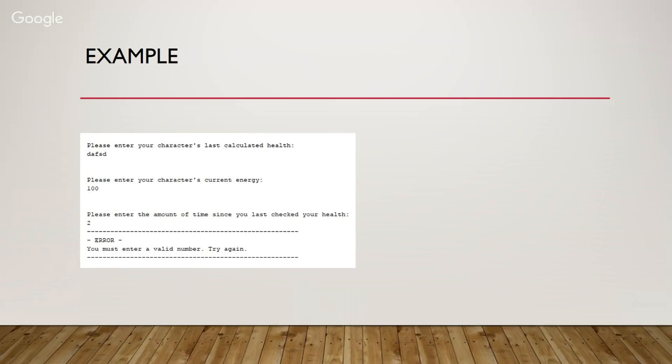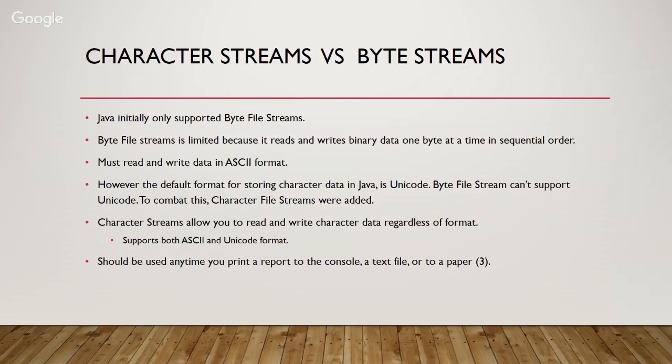So in our example, enter your character's last calculated health. We're going to put in some random letters here, and then we'll keep going on putting in our numbers. And oh, look there, we have an error. You must enter a valid number. Try again. And then it will go ahead and start right at the beginning here: enter your character's last calculated health. And it will keep doing that until we put in the right input that the program is looking for. So that's a really cool example of how custom runtime errors and try catch blocks work.